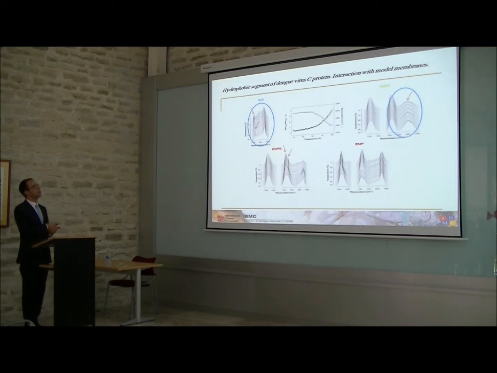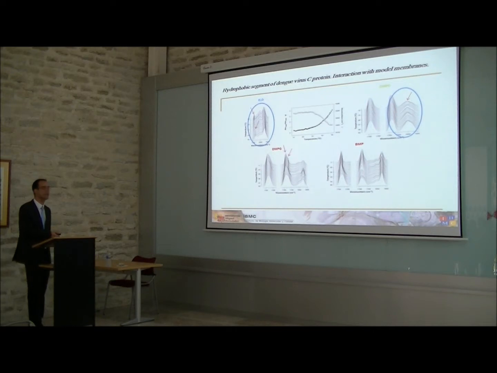Then, when we inserted this peptide in the presence of DNPC membranes, the peptide affected slightly the transition temperature of DNPC, and its overall secondary structure changed dramatically in the presence of this lipid to mainly alpha helical and unordered structures, as you can clearly see here.